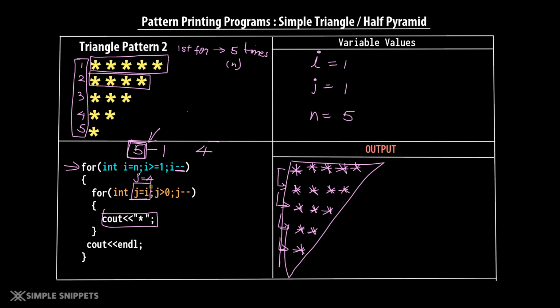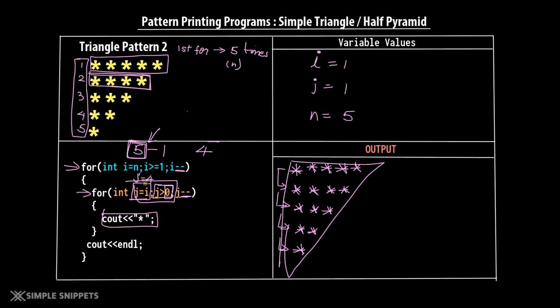j will start from 4 and it will go till 0 by saying j minus minus. So that's the condition. So also the condition matters. So for the second level, the inner for loop will run 4 times. So 4 stars will be printed and so on and so forth. So for the third level, the inner for loop will run only 3 times and that goes on and on. So the real crux over here is the conditions that you have to give.